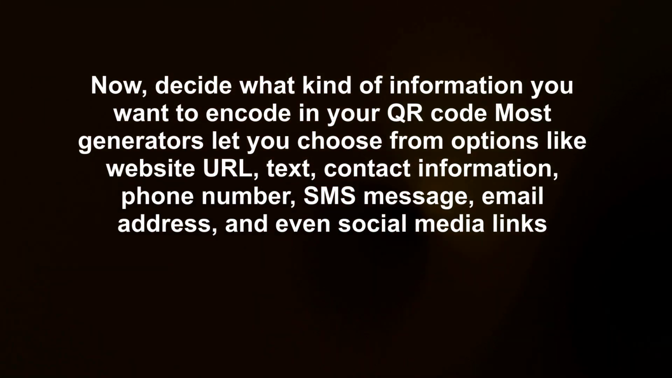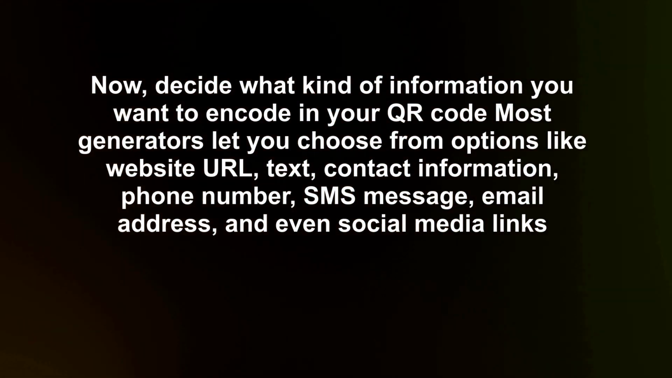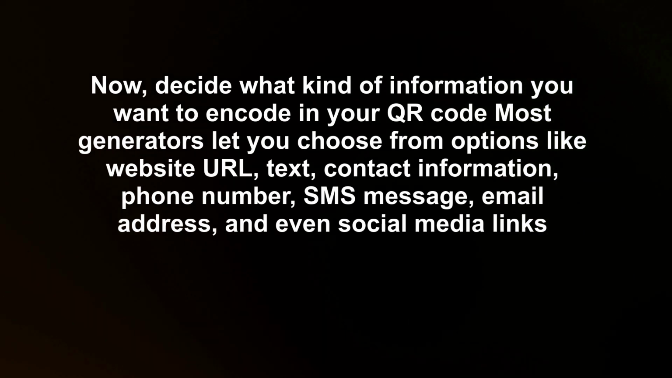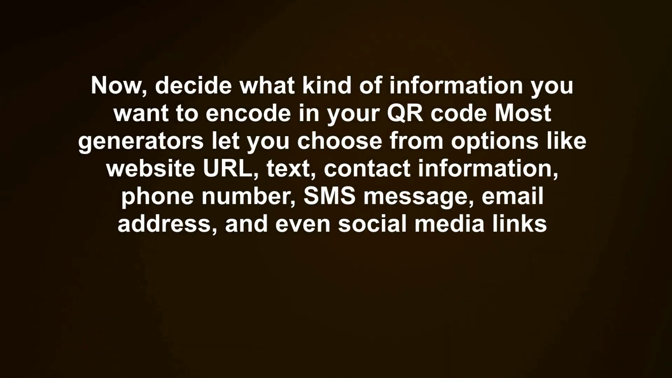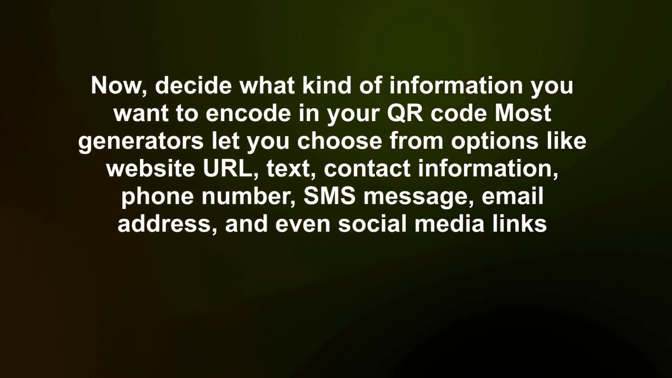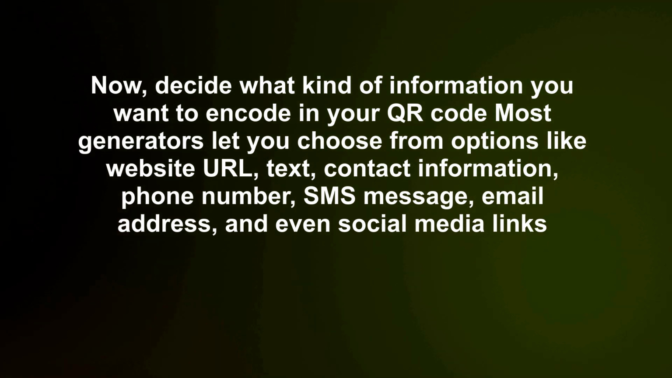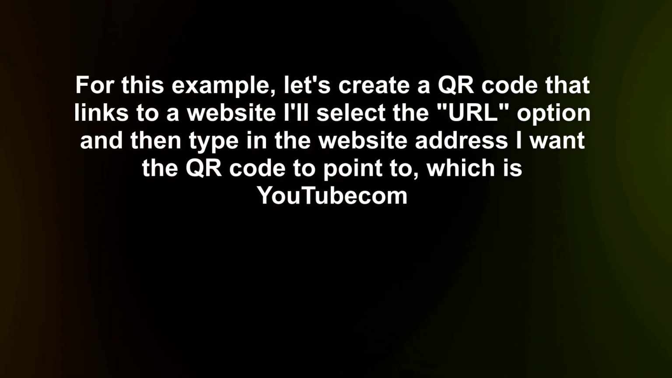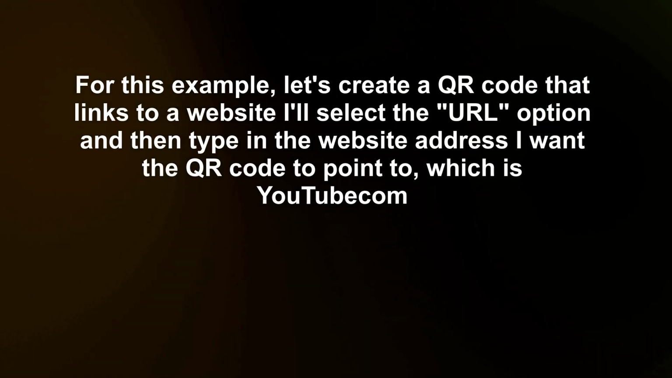Now, decide what kind of information you want to encode in your QR code. Most generators let you choose from options like website URL, text, contact information, phone number, SMS message, email address, and even social media links. For this example, let's create a QR code that links to a website.